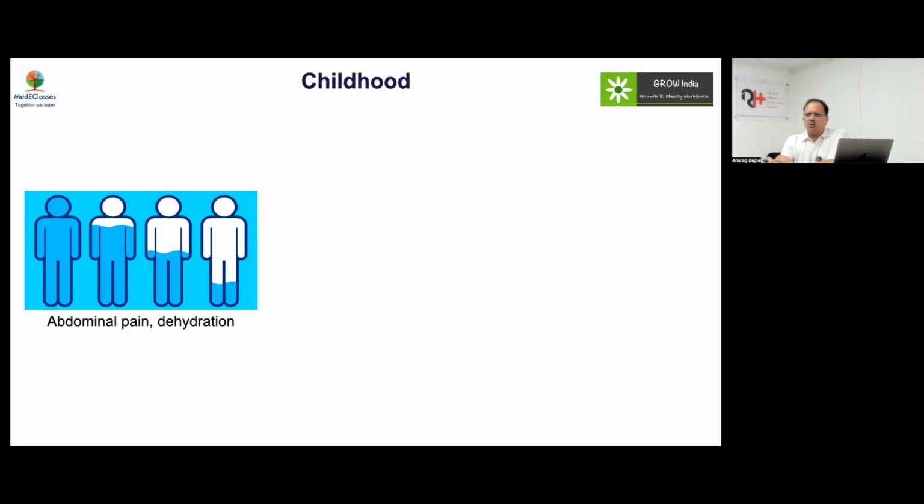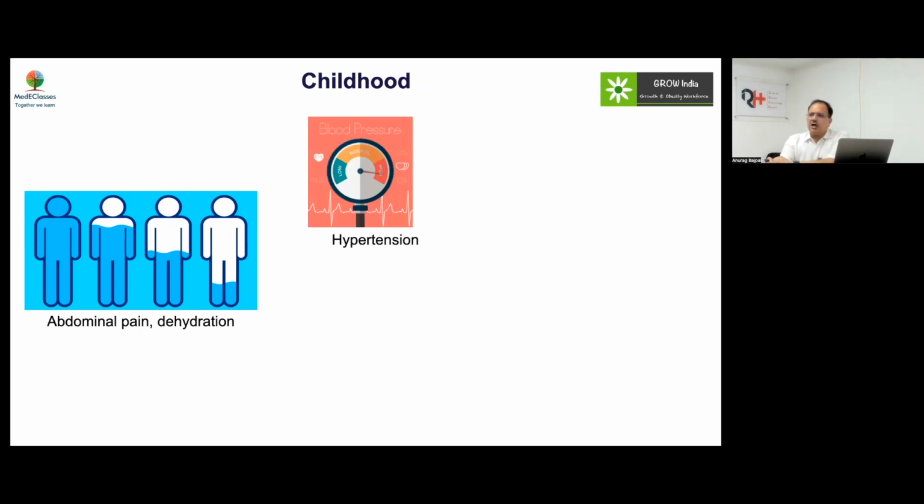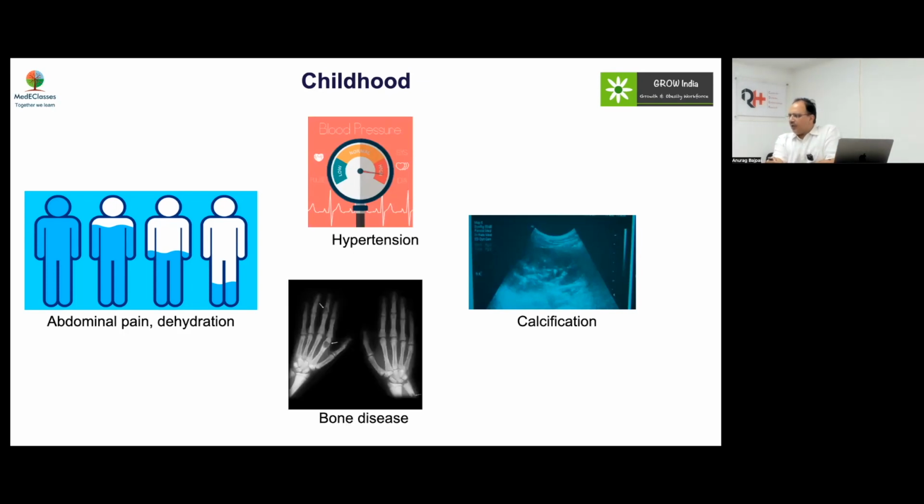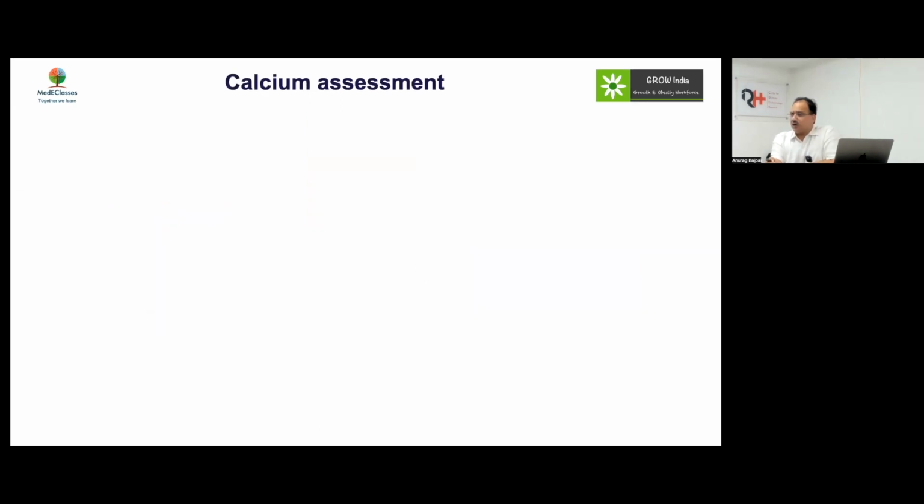Presentation in children and older children is different. We all talk about bone pain, abdominal pain, groin pain, which are common manifestations. So abdominal pain and dehydration, unexplained hypertension, renal calcification. This is a common one. You get the renal calcification, then you check calcium and you find it to be high. And of course, if there is an unexplained metabolic bone disease, you will get that from this.